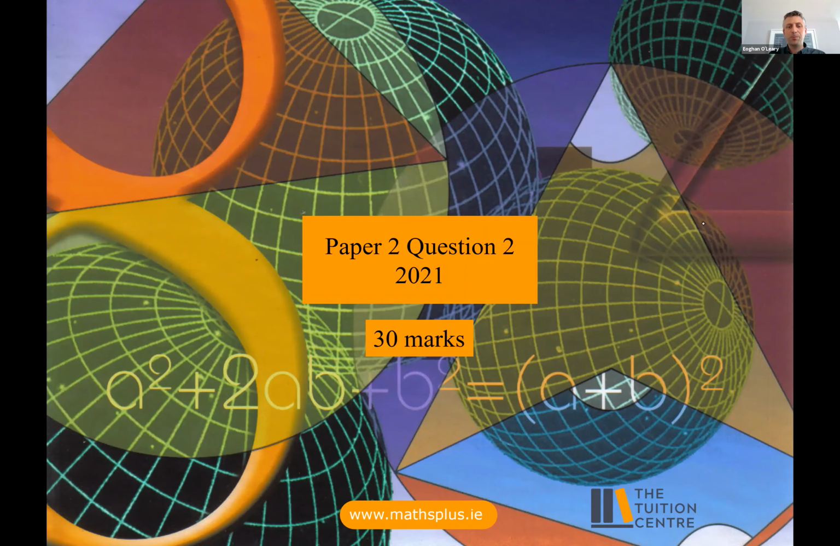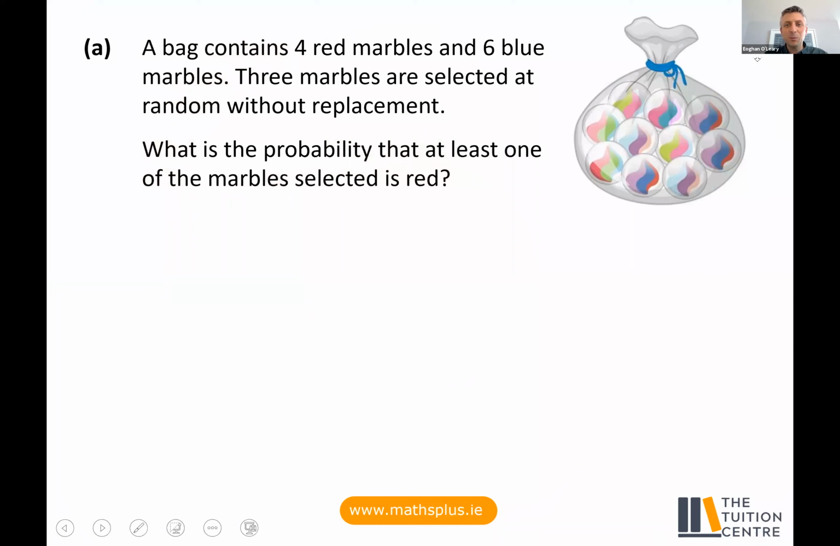So we're on to question 2. Question 2 is a probability question. Some people will just move on past this and say this isn't for me, because some people I know are always a bit nervous of probability. Will they understand it? Will they be sure that the answer they've written is correct?